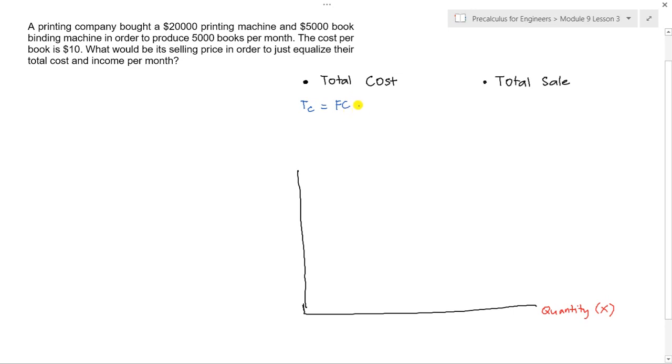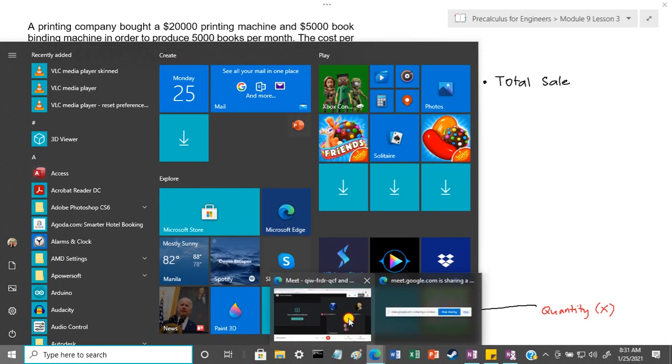So fixed cost plus, since you're already running the business, as days pass by you have maintaining costs, which is variable cost, VC. So the equation for total cost is the sum of the fixed cost and the variable cost. If you start a business, of course you have costs.